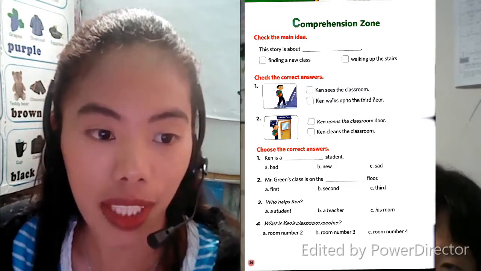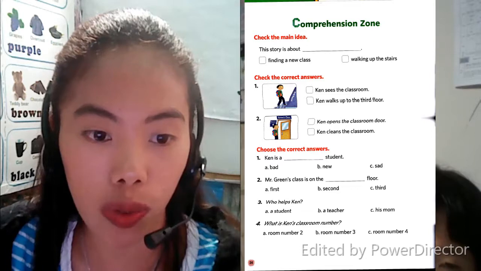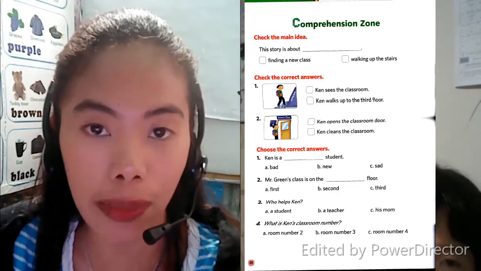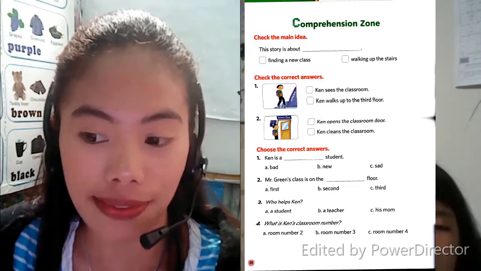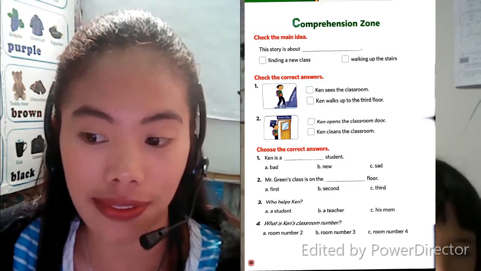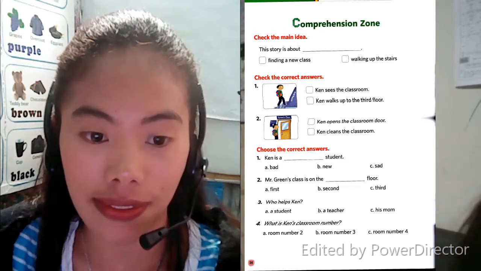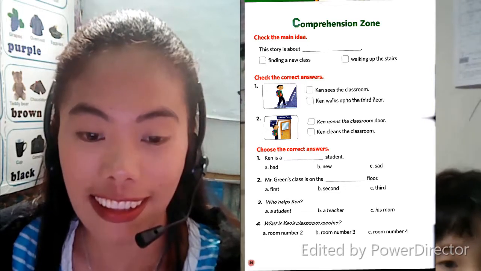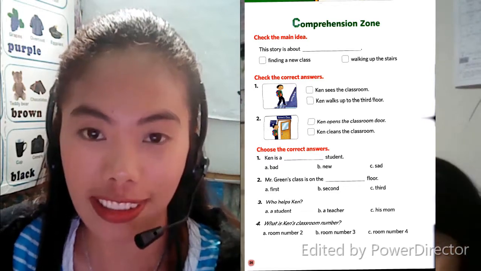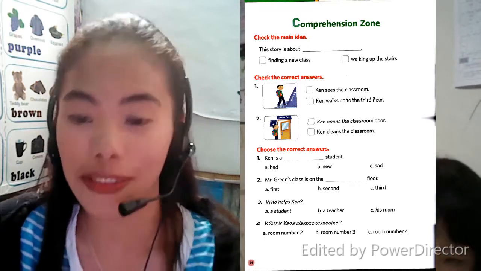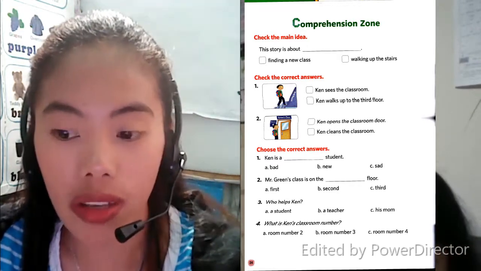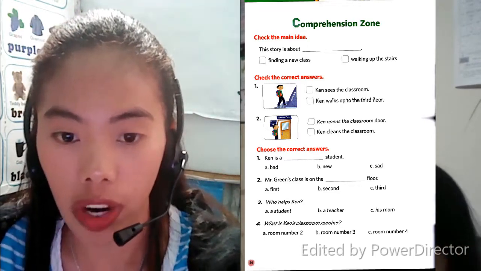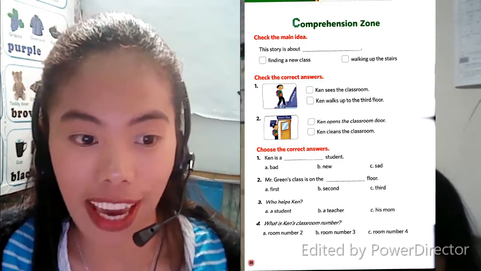Okay. So what does the picture show? What is Ken doing in the picture? Walk up to third. Okay, very good. Ken walks up to the third floor. Okay.